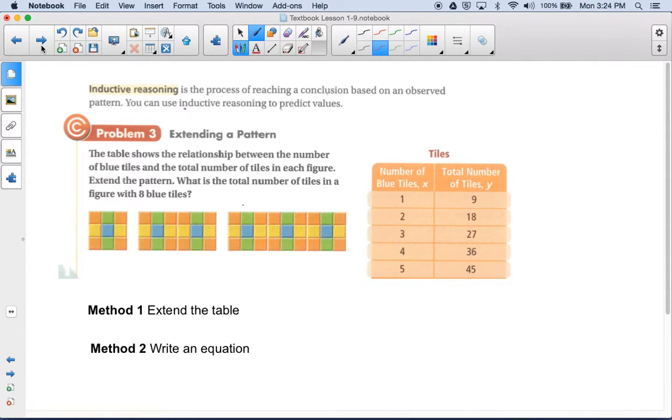I'm going to go on to the next problem here, which is inductive reasoning, which is a process of reaching a conclusion based on an observed pattern. So you can use inductive reasoning to predict values. So we're going to make predictions based on our tables and our equations. So problem 3 says the table, this table here, shows the relationship between the number of blue tiles and the total number of tiles in each figure. Extend the pattern. What is the total number of tiles in a figure with 8 blue tiles?